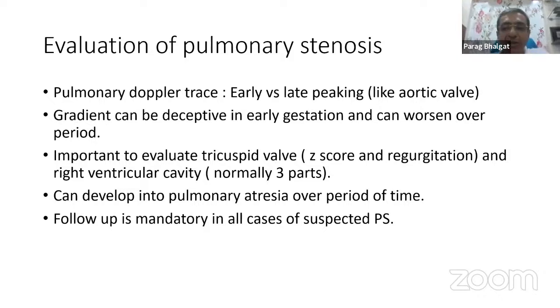Right ventricular cavity generally has three parts: inlet, mid cavity, and outlet. Mid cavity or apical trabecular portion. In cases of dysplastic pulmonary stenosis with hypoplastic right ventricle, one of the parts may be absent. It can be just two parts, inlet and outlet. Apical trabecular portion may be absent. All cases of suspected pulmonary stenosis should have a screening.